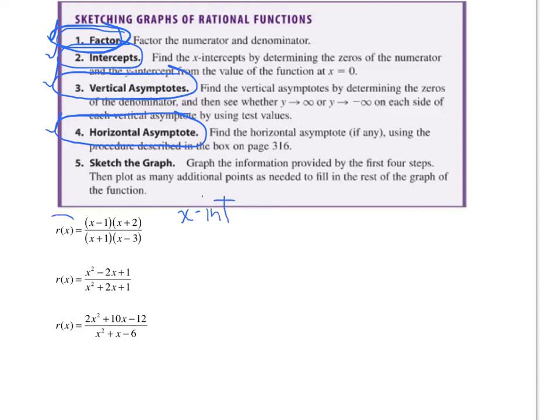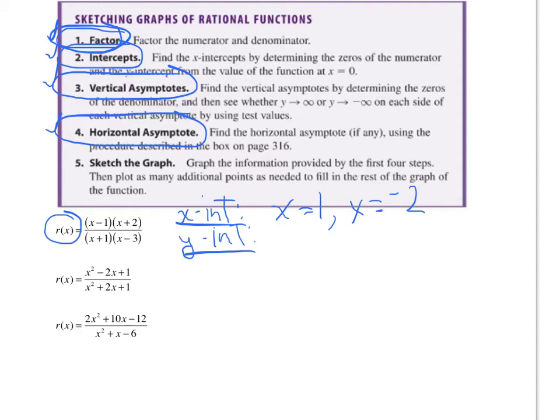Well, since y is r of x, and that's a rational function, it is 0 when the numerator is 0. And the zeros of the numerator are x equals 1 and x equals -2. Those are the x-intercepts. The y-intercept is the value obtained when x equals 0. So if x equals 0 in this function, we're calculating r of 0.